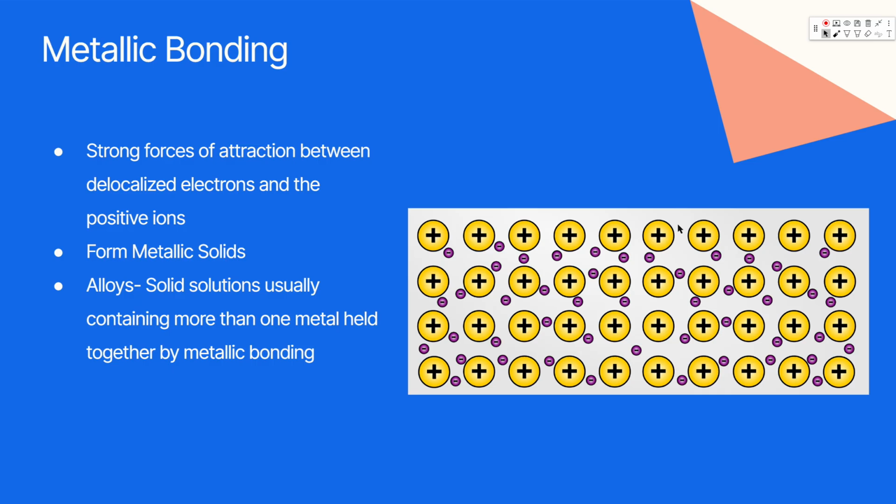Metallic bonding is a type of attraction between delocalized electrons and positive metal ions. This forms metallic solids or alloys, which are solid solutions that usually contain more than one metal held together by metallic bonding. Over here, you can see the positive metal ions, and then you have the small delocalized electrons surrounding them.